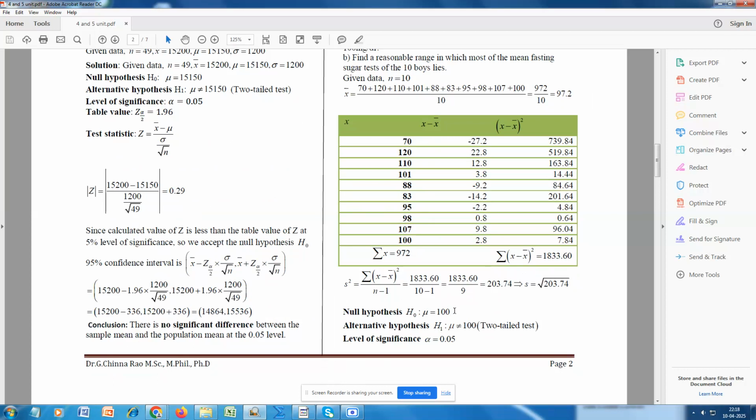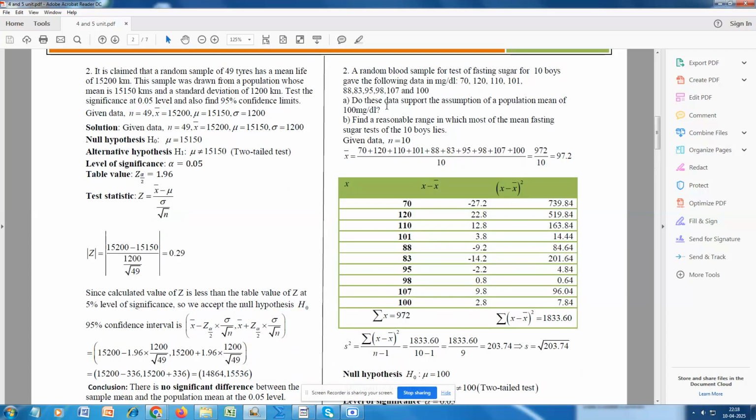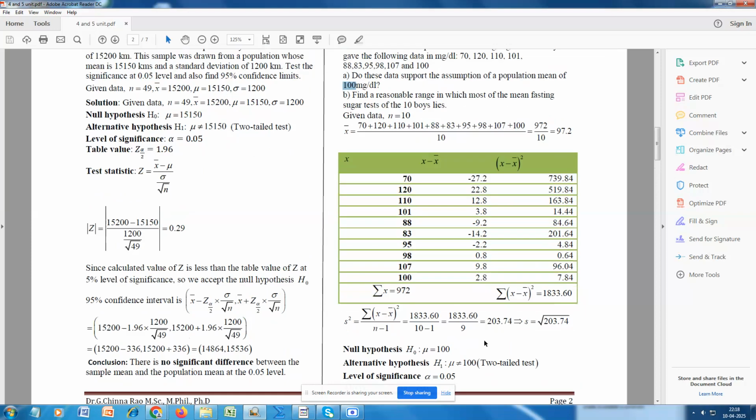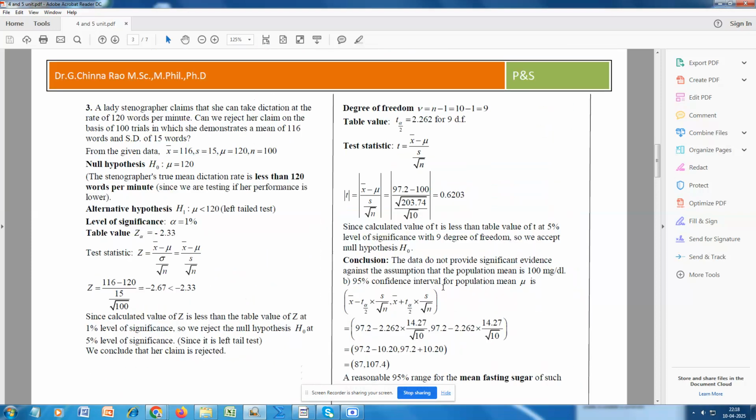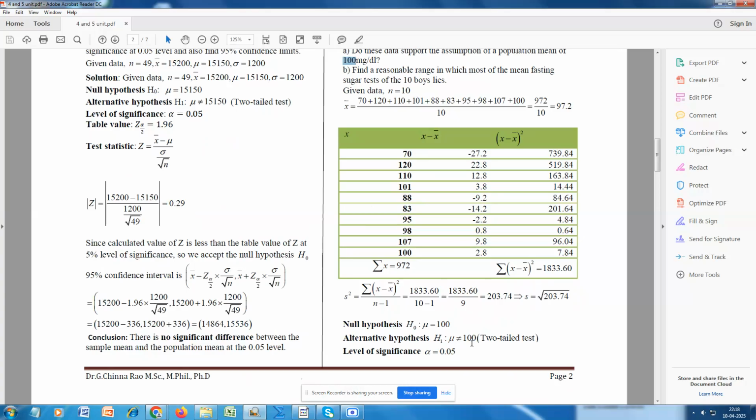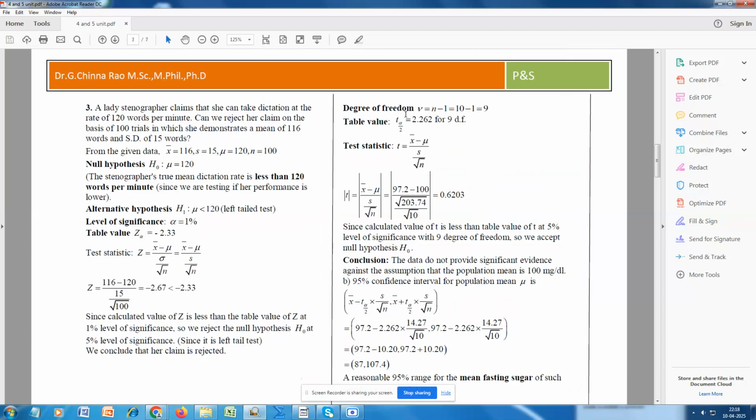Null hypothesis, mu is equal to 100, because it is given mu is equal to 100. Now take alternative hypothesis, mu not equal to 100, which is two-tailed. Level of significance, we are taking alpha is equal to 0.05. Degree of freedom, n minus 1. Here n is 10. 10 minus 1 is 9. According to the table, we have 2.262 for 9 degrees of freedom.